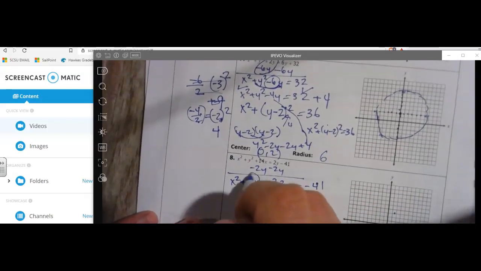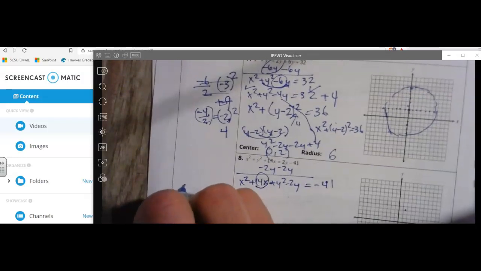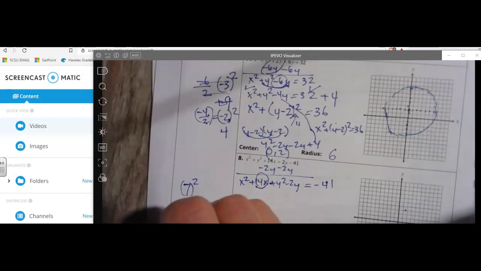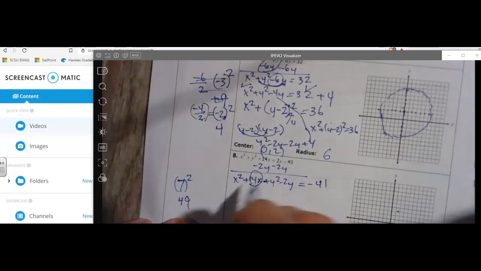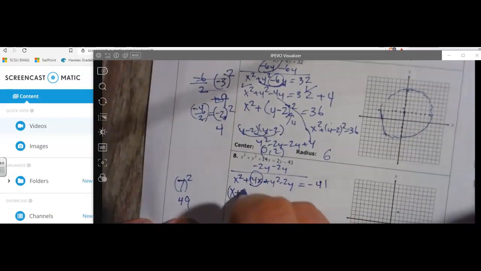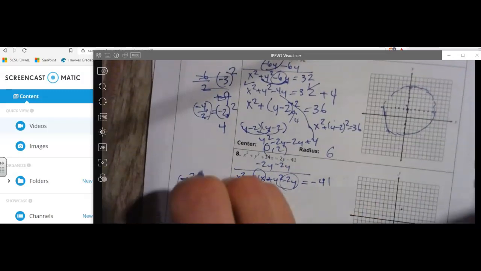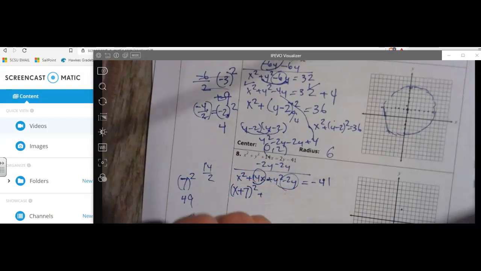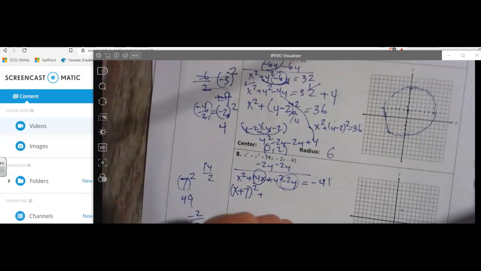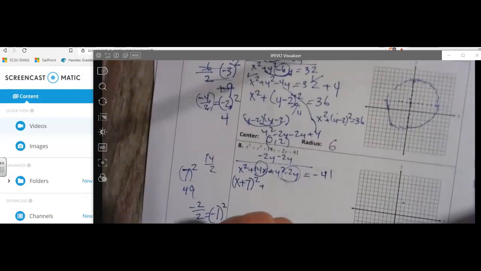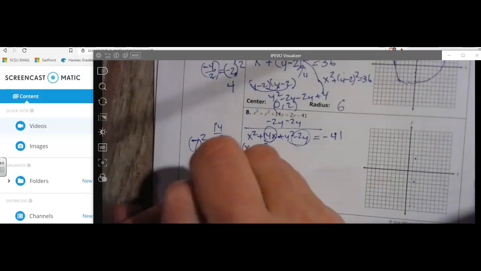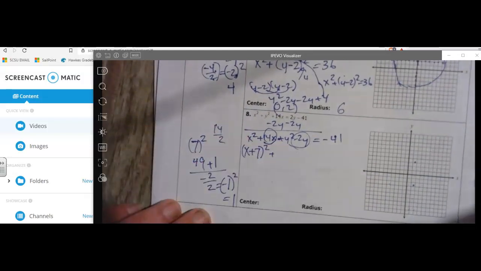And then, what am I doing here? I don't have any x's and y's to combine, so I take half of 14, I'm going to get 7. I square 7, and that's going to be 49. So I'm going to add 49 to both sides, and it's going to be x plus 7 squared. And now half of negative 2, this was 14 divided by 2, this is negative 2 divided by 2, which is negative 1. I square that, and that's going to be 1. So I'm adding 1 to both sides. So it looks like I'm adding 50 to both sides.